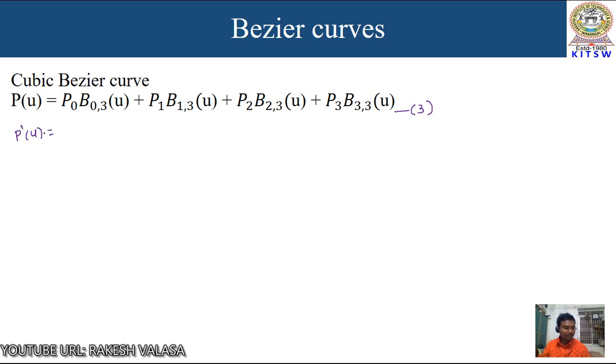First write P of u equal to, the formula is P naught into 1 minus u whole cube plus P1 into 3u into 1 minus u whole square plus P2 into 3u square into 1 minus u plus P3 u cube. Now simplify this equation. P of u equal to P naught into 1 minus u whole cube plus, here only one term u is there, so that's why I'm not simplifying this term.